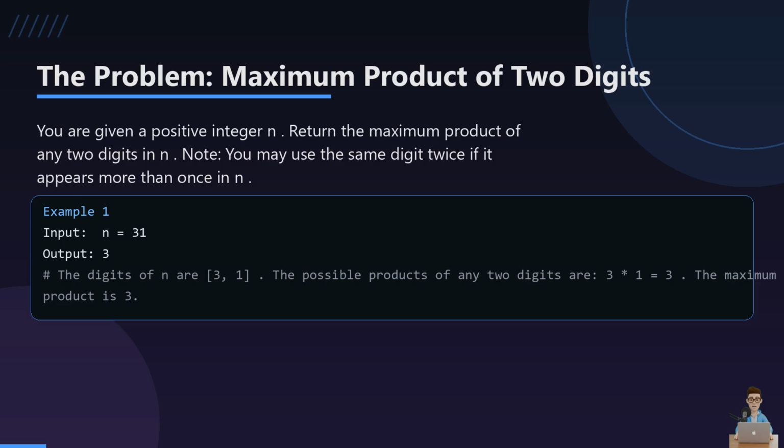You're given a whole number, and your job is to find the two digits inside it that multiply together to give the biggest possible product. Keep in mind, if a digit shows up more than once in the number, you're allowed to use it twice when picking your pair. So you just want to return that highest product you can make from any two digits in the number.